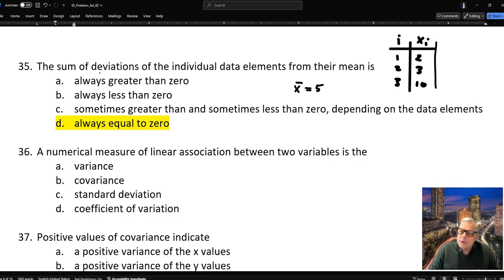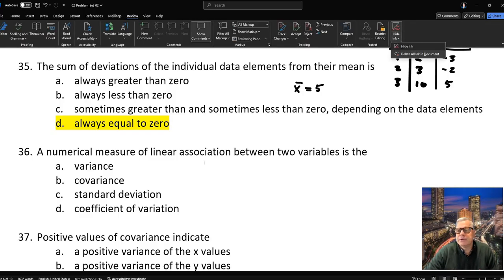But now, if I subtract from everywhere the mean and I do xi minus x bar, 2 minus 5, negative 3, 3 minus 5, negative 2, 10 minus 5 is 5. So negative 3 plus negative 2 is negative 5, plus 5 is 0. So that is what is meant by what makes the mean the mathematically most accurate formula.